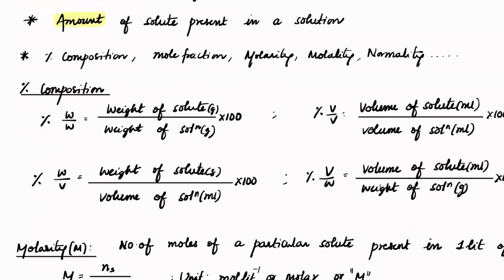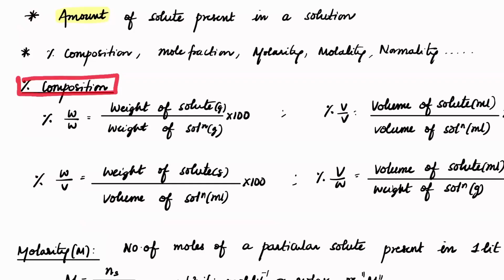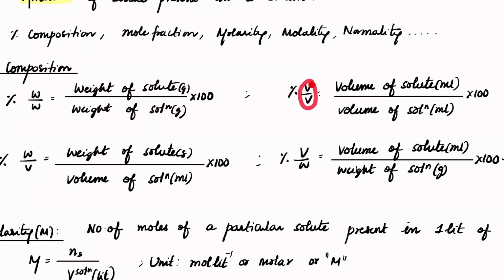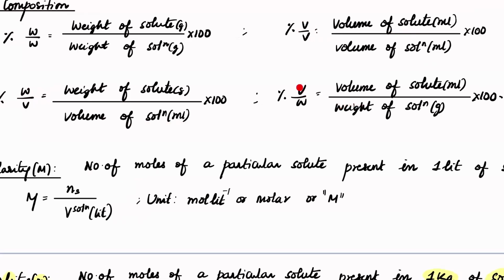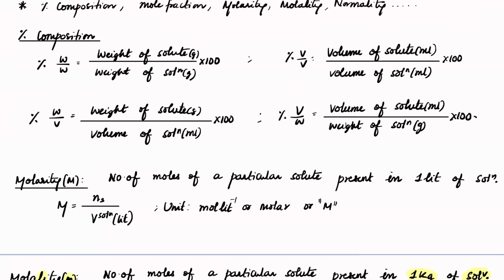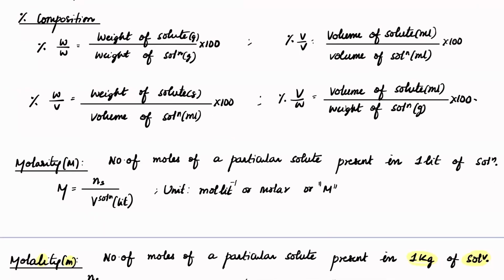Now notice, if you have a percentage composition term to be used, that is percentage weight by weight. Percentage weight by weight means the weight of the solute upon the weight of the solution, into 100. Likewise, percentage V by V means volume of solute by volume of the solution into 100. It could be weight by volume also, which is weight of solute by volume of solution. Volume by weight also, volume of solute by weight of the solution into 100. So all these are different representations of percentage compositions.